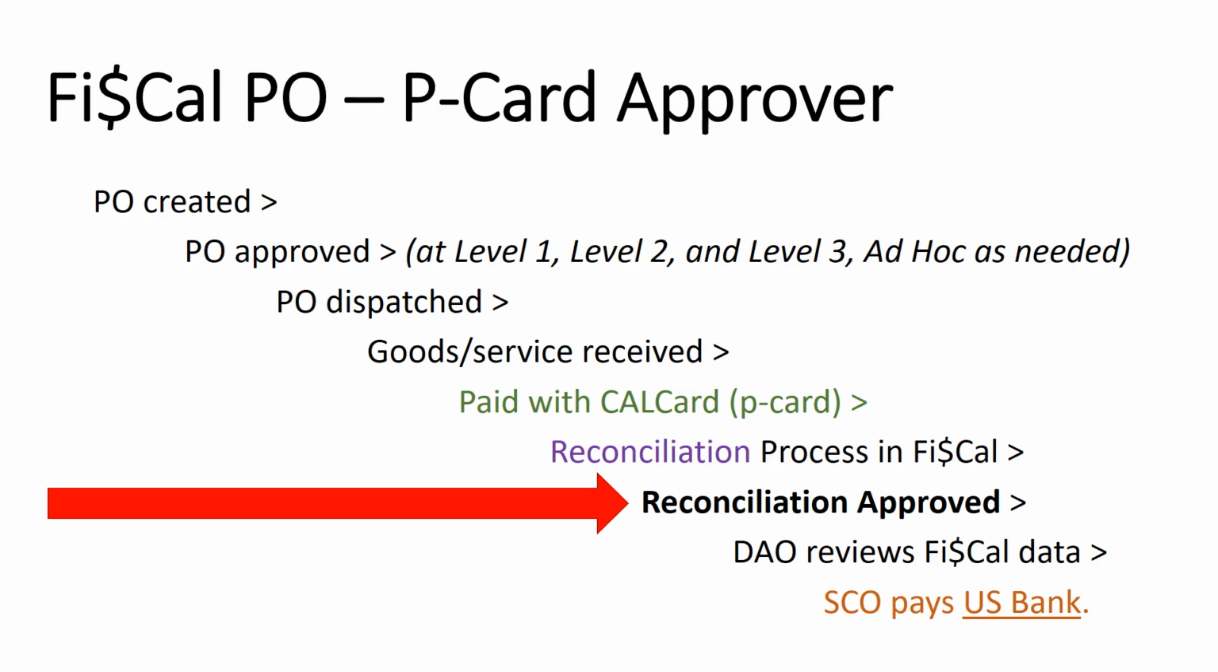On to the other type of approver in Fiscal. Some people have the power to approve reconciled Fiscal purchases. This happens at the very end of the purchasing process and is the last step we do at the unit level. The title of this role is actually P-card approver, which can be a little confusing because what they do is approve reconciliation. But reconciliation can only happen when there are P-cards or CAL cards involved.